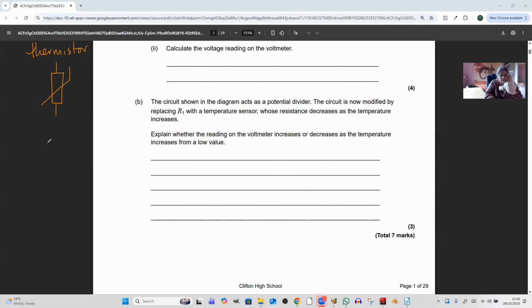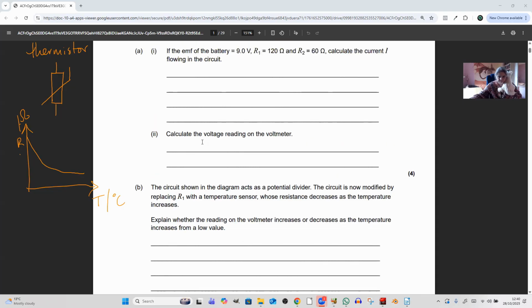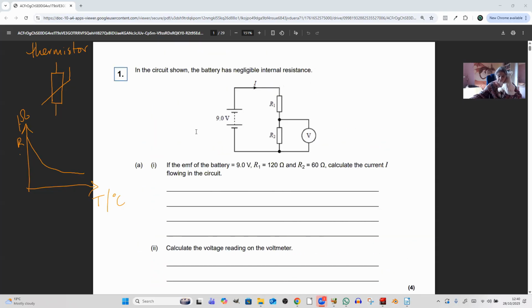And if we were to draw resistance against temperature, in degrees C or whatever, it was something like this. This is in ohms. So that's a thermistor. Now we're replacing R1. Is that the top one or the bottom one? I can't remember. The top one.